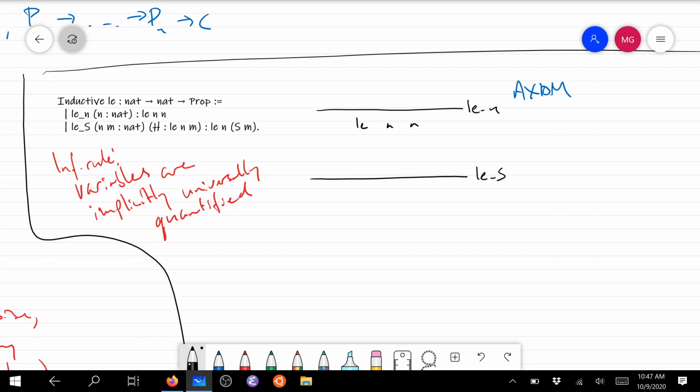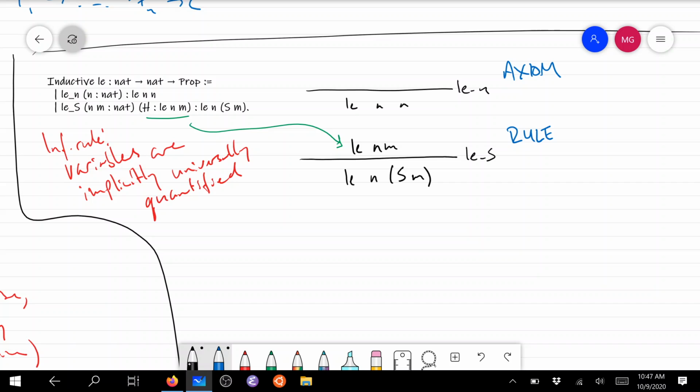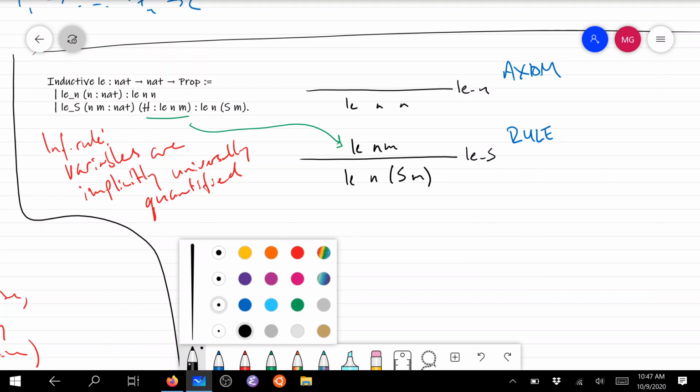Okay. What about LES? Well, here we're saying if LE N M, then LE N S of M. And again, we're going to leave all the variables off. So what does this mean? If N is less than or equal to M, then N is less than or equal to S of M. So this is not an axiom, but this is what one would simply call a rule. Now, an axiom, in my mind, is a kind of rule, if we want to be really specific. Okay, so great so far.